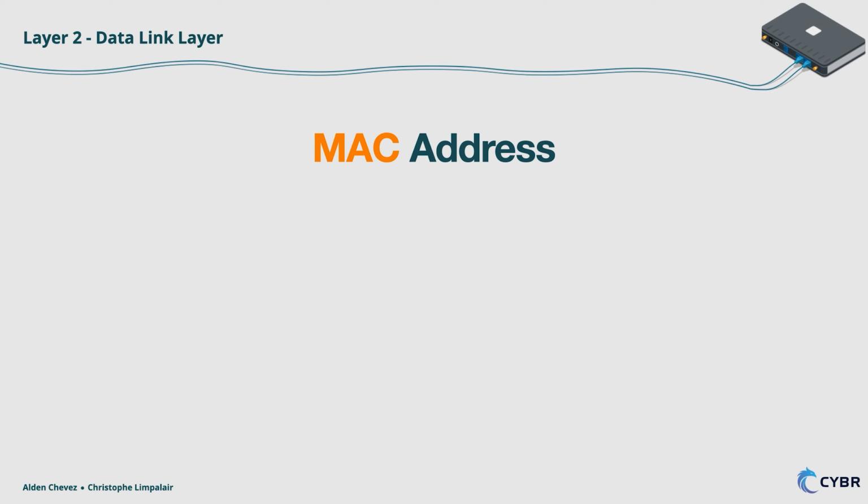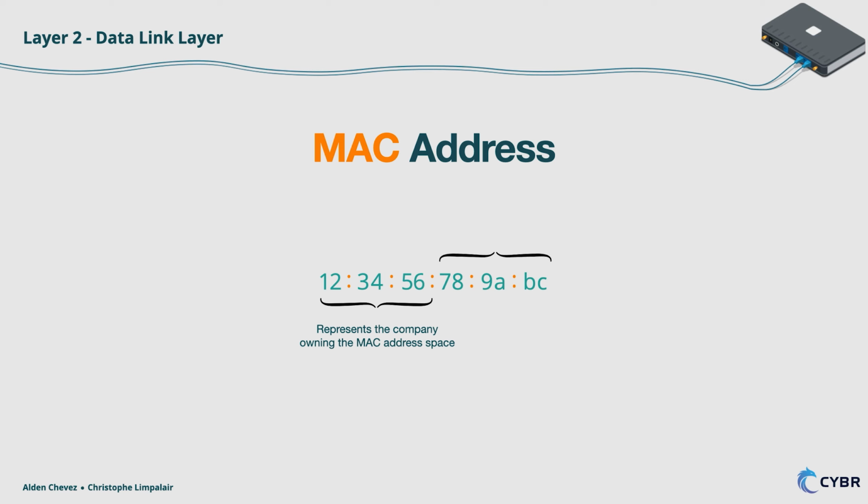So how many MAC addresses exist then? Well, let's do some math. We have 16 different characters, and we have 12 positions. So 16 to the 12th power is 281,474,976,710,656 options, or let's just say 281 trillion for short. So that's a lot of available addresses. Now, in a MAC address, the first half, which is the first 3 pairs, represents the company that owns the MAC address space, and then the last half is assigned to each network interface by that company.